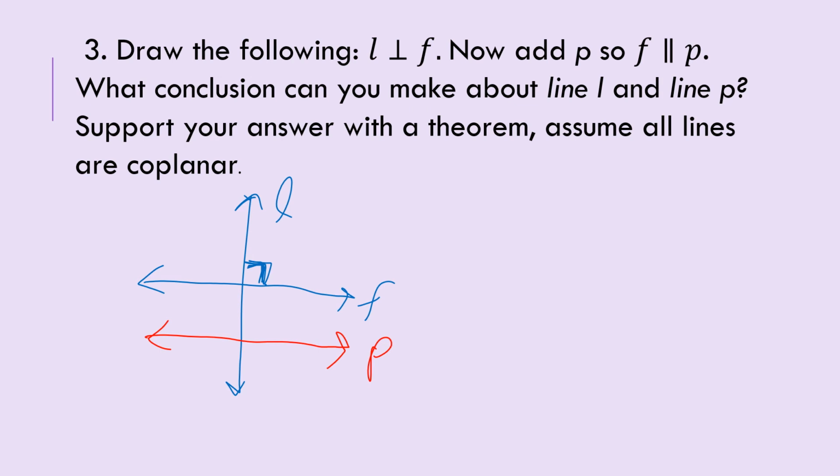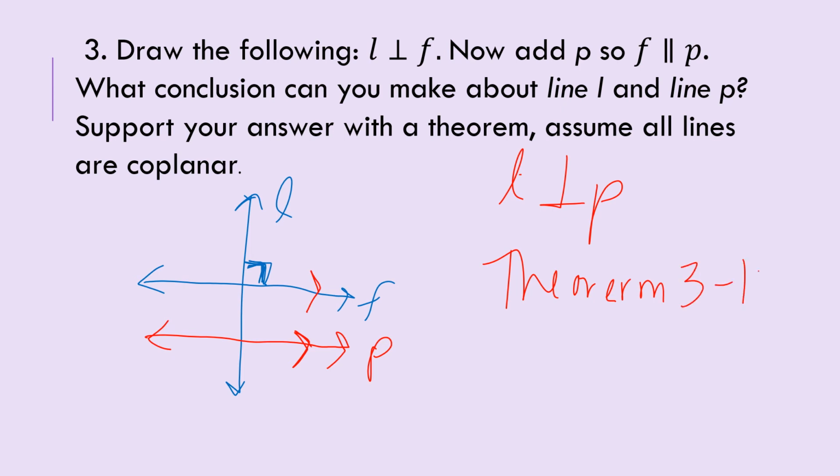What conclusion can you make about line L and line P? Support your answer with a theorem. So if L is perpendicular to F and F is parallel to P, that means that L is also perpendicular to P. And that is because of the perpendicular transversal theorem.